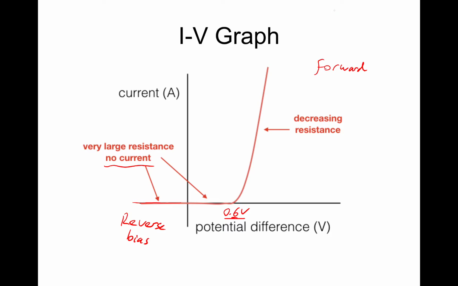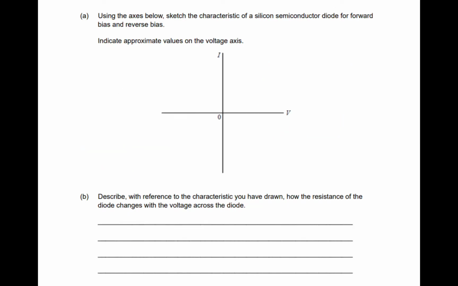We might as well do an exam question. So here it is. Let's pause and have a go. Using the axes below, sketch the characteristic of a silicon semiconductor diode for forward bias and reverse bias. Indicate approximate values on the voltage axis. So it's the same as the graph which we've literally just seen. So nothing, nothing, nothing, and then up it goes. And that occurs at around 0.6 volts. And then in reverse, we get nothing due to the infinite or very high resistance. It's probably a bit of a stretch calling it infinite.